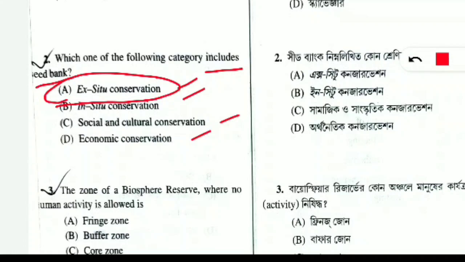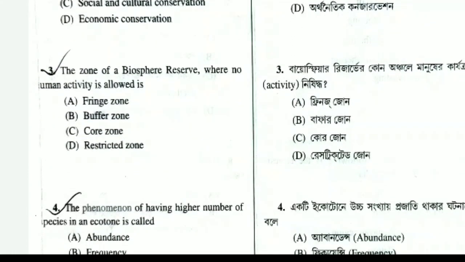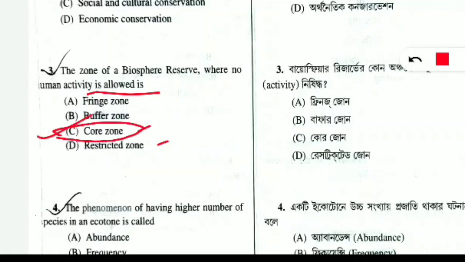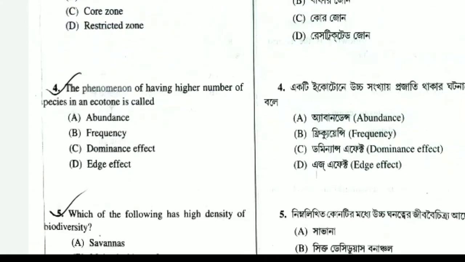Let's move on to the next question. Question number 3. The zone of a biosphere reserve where no human activity is allowed is what? Some of you are confused between the core zone and restricted zone. It is actually the core zone. Option C will be correct. Core zone is the area in the biosphere reserve where no human activity is allowed. It is a very, very protected zone. Let's move to the next question.